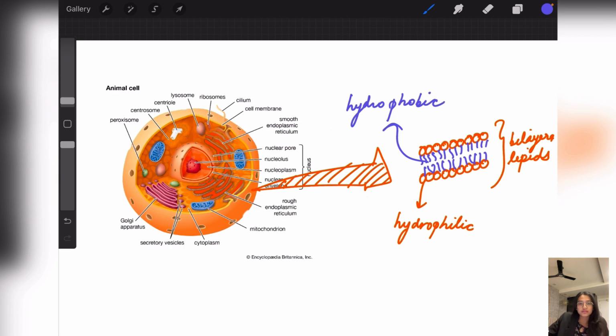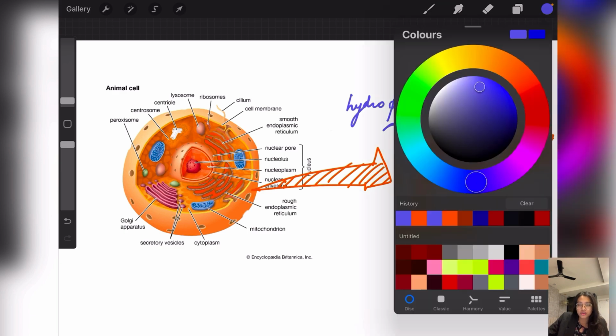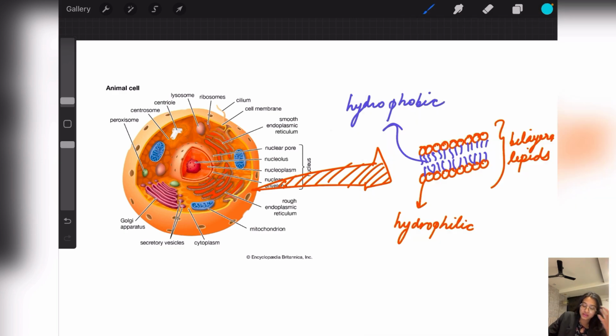Hydrophilic means it is okay with the water molecules. And hydrophobic means there are no water molecules. It means if any water molecule comes near the cell, it will allow it to pass through, and it will allow it to get expelled from the cell also.